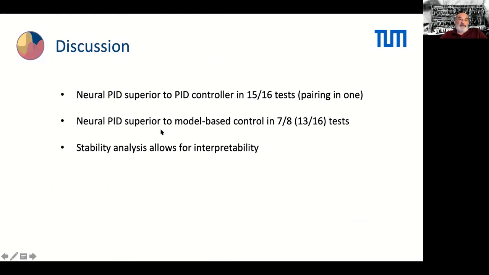The neural PID is also superior to model-based control, and also to more sophisticated and, let's say, state-of-the-art technologies in most cases. In 13 out of 16 cases, the neural PID controller has superior behavior. And the stability analysis that we can run by looking at the poles of the PID controller allows us to check for stability and make it interpretable.